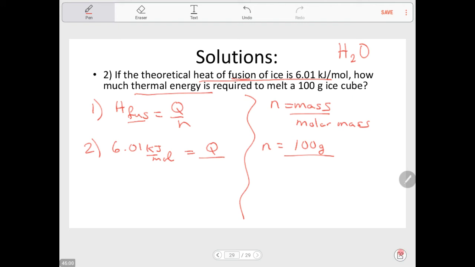That will be 5.55 moles. I'm kind of abbreviating. That value's got to go over here. So you have 6.01 kilojoules per mole equals Q over 5.55 moles. Now, like I said before, Q is being divided by that 5.55. So to undo that, we're going to multiply. So 6.01 times 5.55 gives me an answer. I'm going to go quickly here into the significant digits. I get 33.4. And remember, in these type of questions, our Q value is in kilojoules.